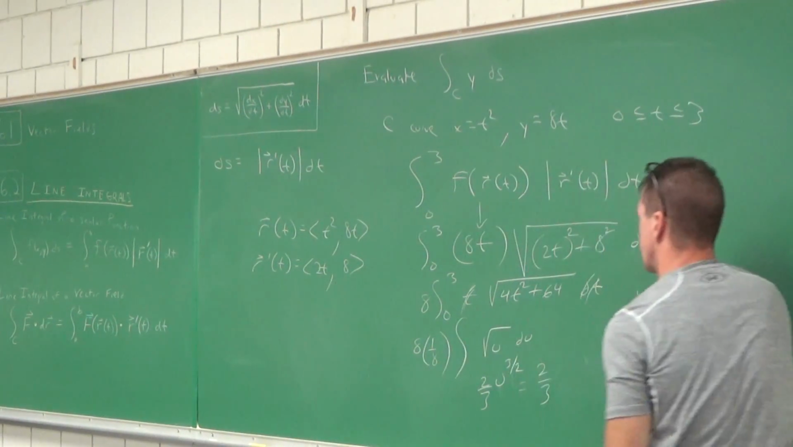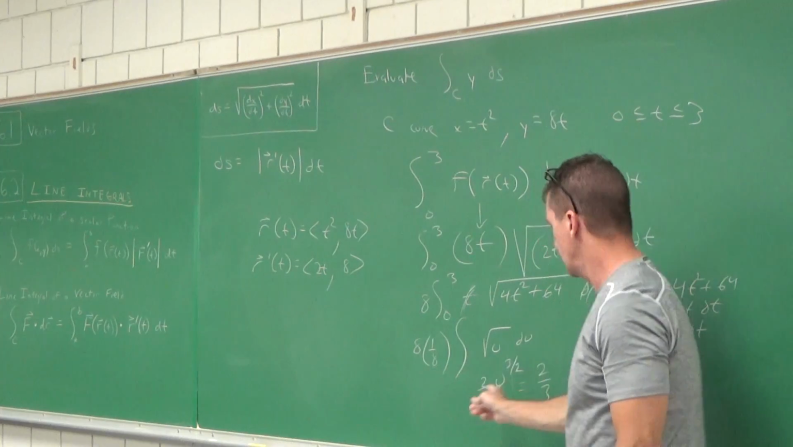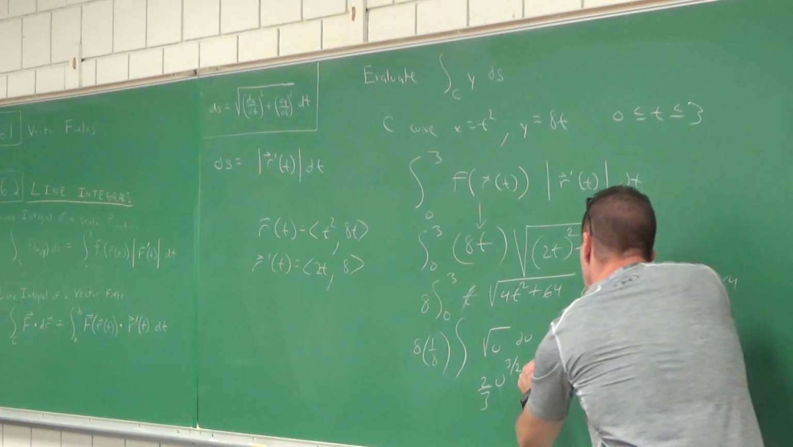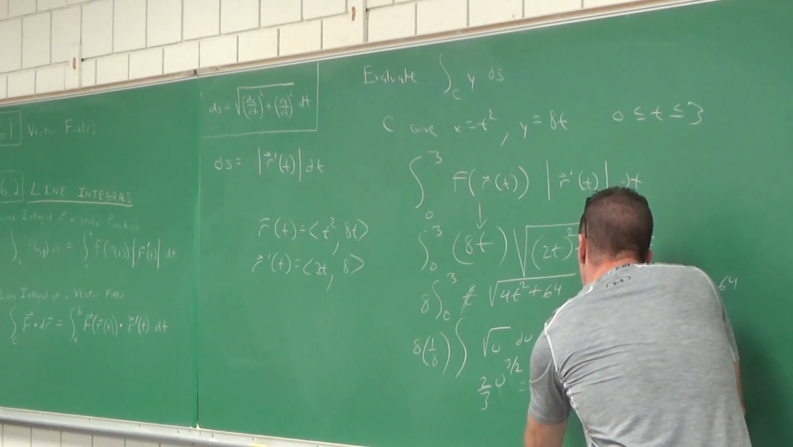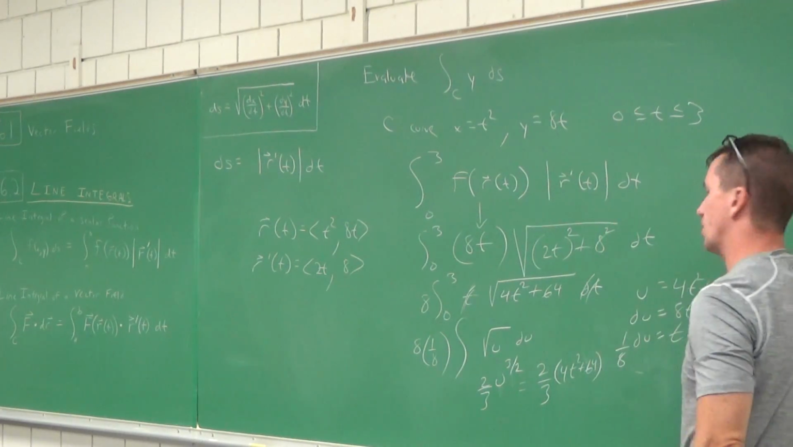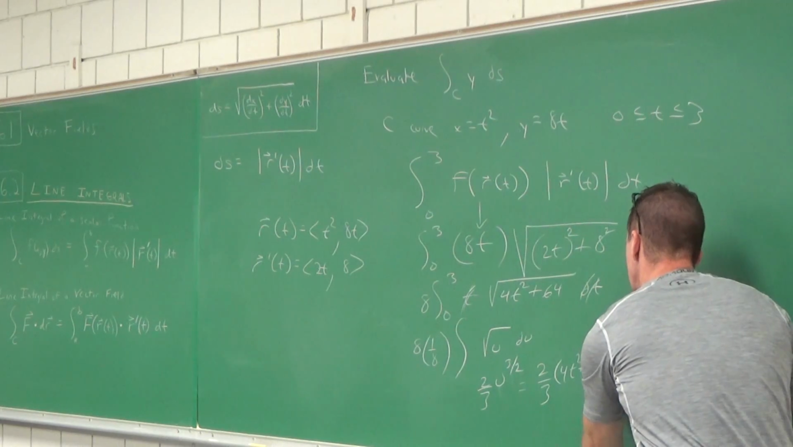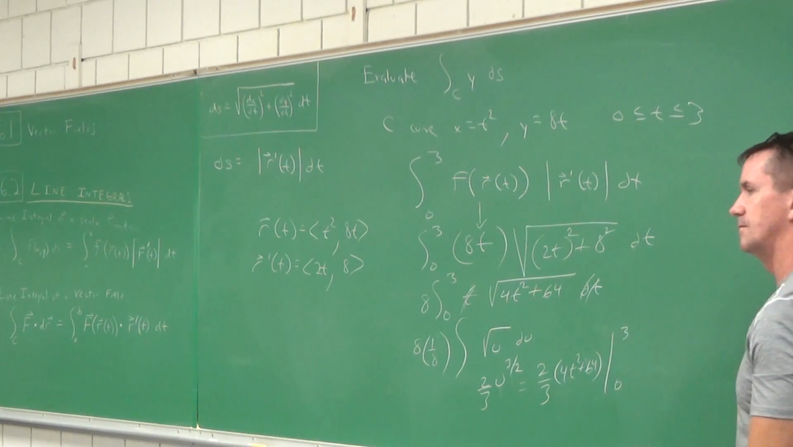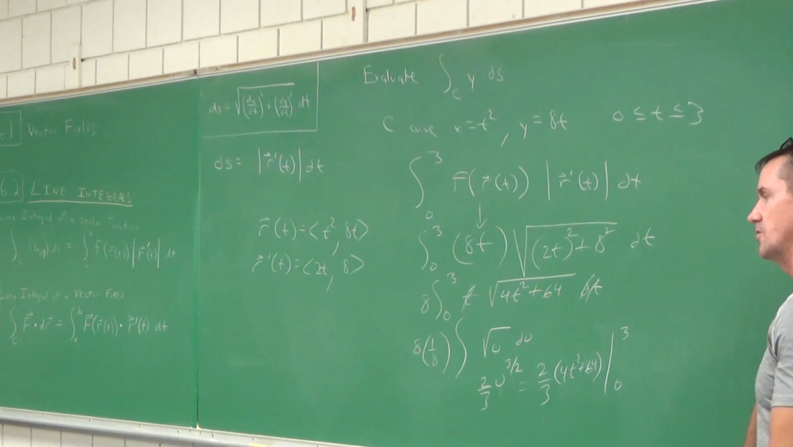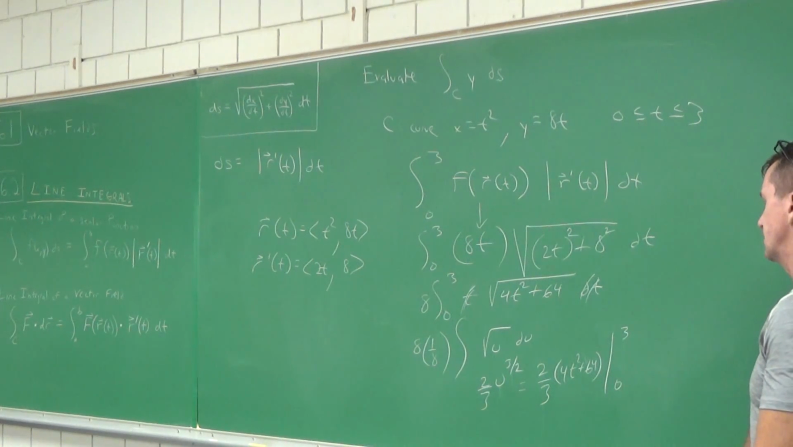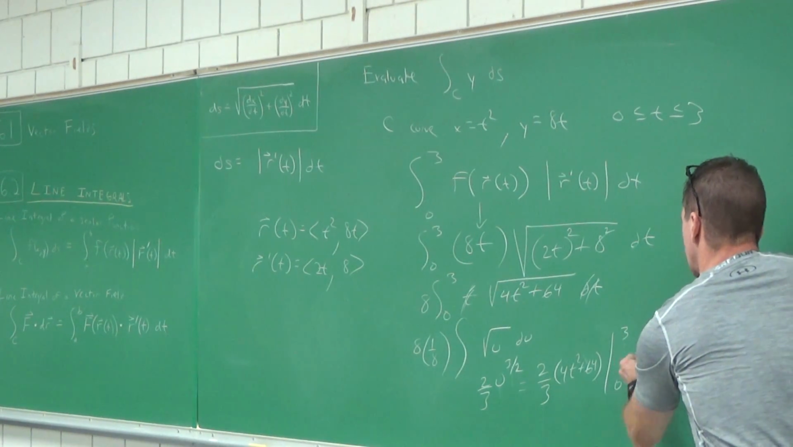2/3, because the 8 times a 1/8 became a 1. 2/3 of 4t squared plus 64. And where am I going from? 0 to 3. Although some of you might change the limits. That's okay too. So what's the answer?